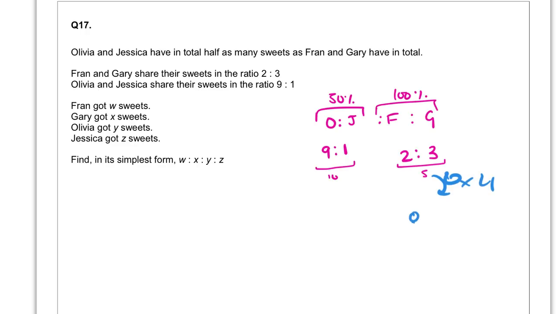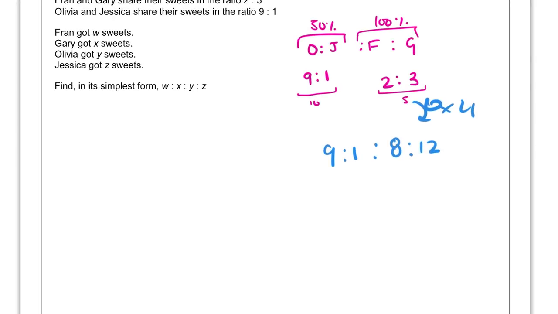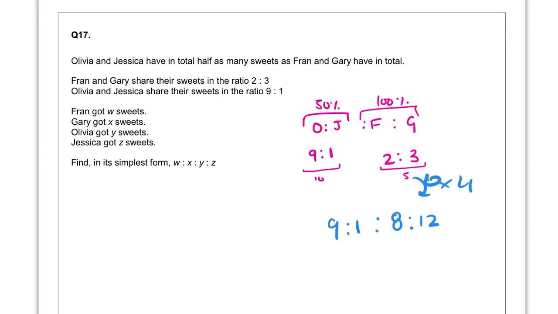So now I'm going to get 8, 12, 1, 9. Okay, so that is technically the ratio. Is that right? And then simplest form. Oh my God. Wow, that was easier than we thought. Yeah, that was it. Whoa. Guys, it's not right.